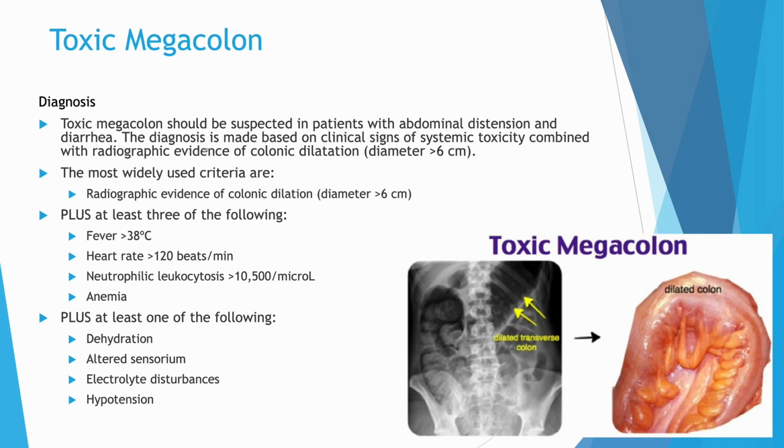Again, for diagnosis purposes, we should see evidence of colonic dilatation greater than 6 centimeters, plus at least 3 of the following: fever, heart rate greater than 120, neutrophilic leukocytosis, or anemia. Remember, this is the toxic appearance. And 1 of the following: dehydration, altered sensorium, electrolyte disorders, or hypotension.